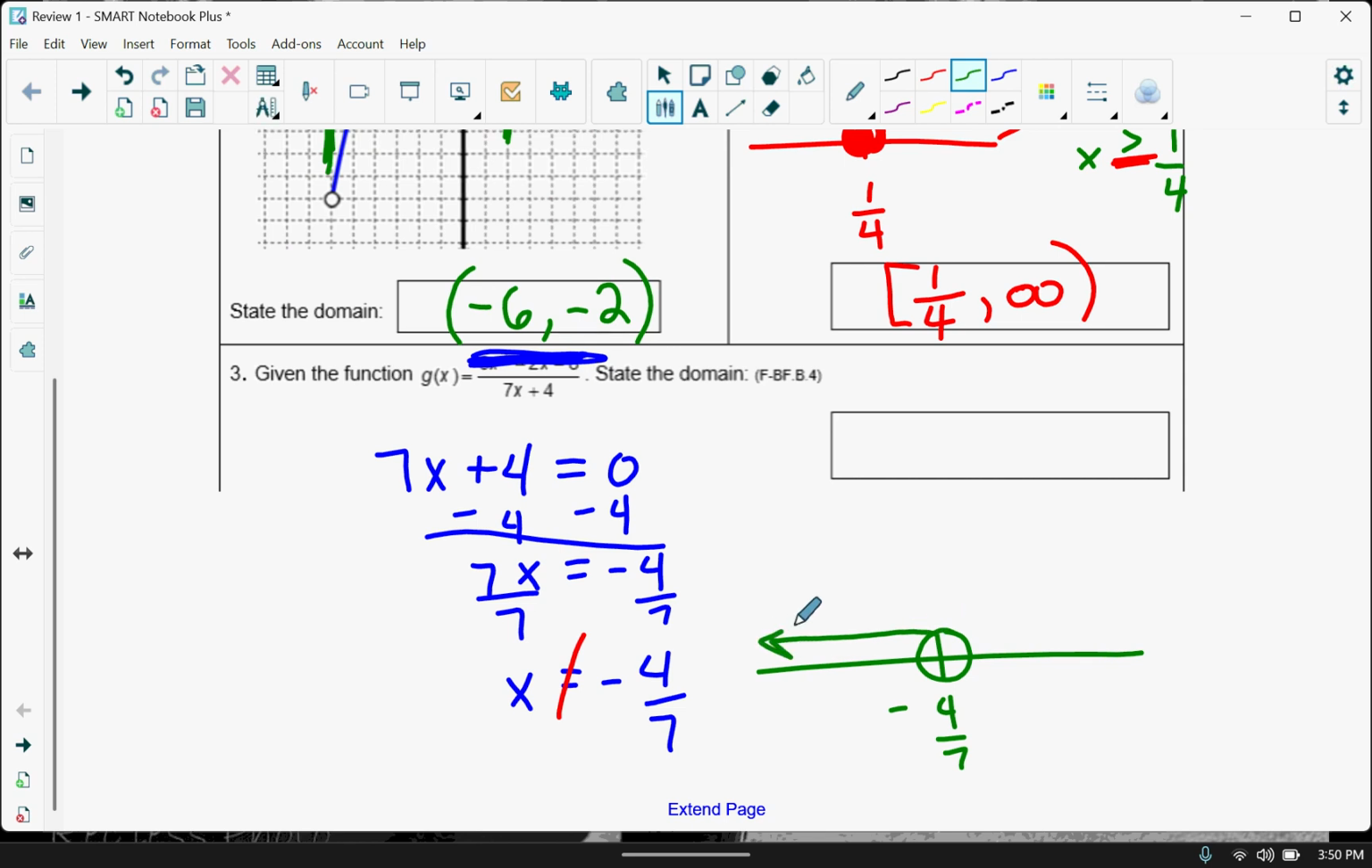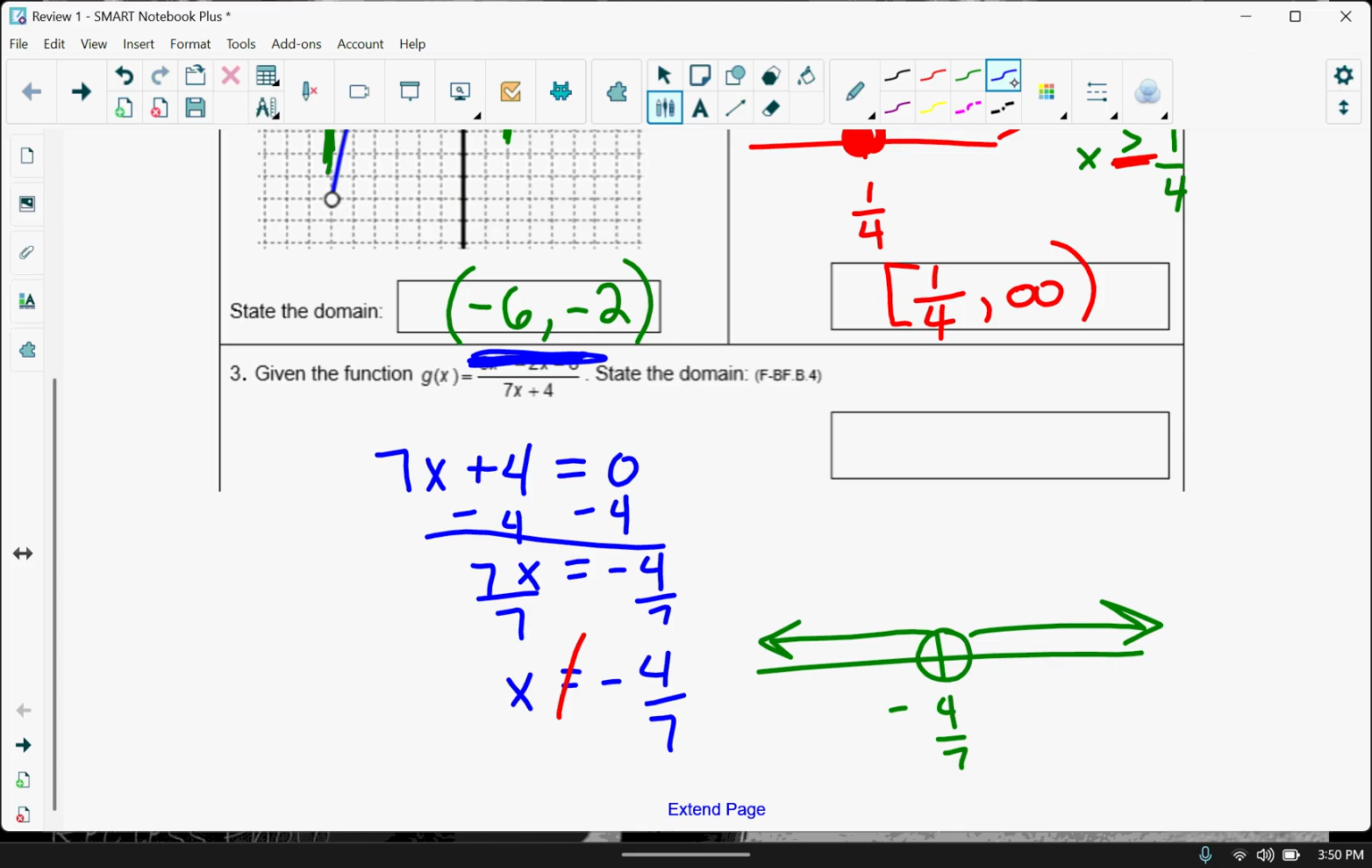I would extend an arrow pointing to the left to indicate that every number to the left of it works, and then every number to the right of it works. So I would extend an arrow from the white circle out to the right. Now, the reason why the visual is so important is because then you can generate your interval notation based off of this picture.